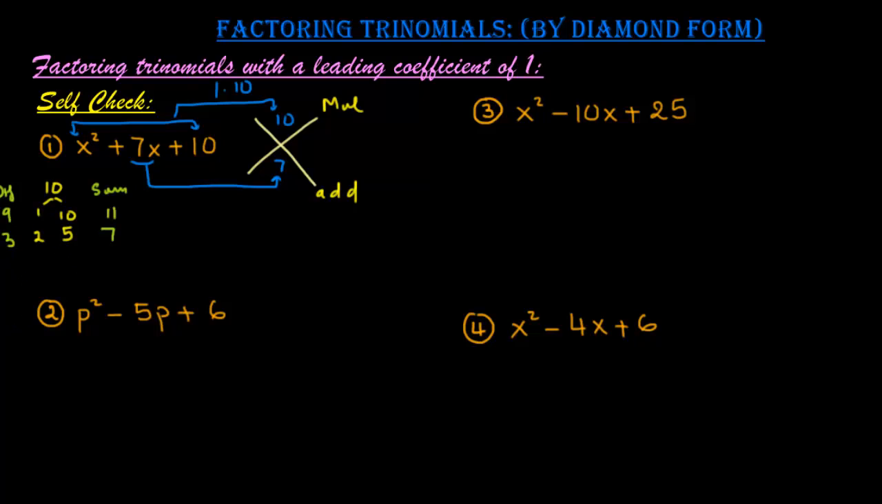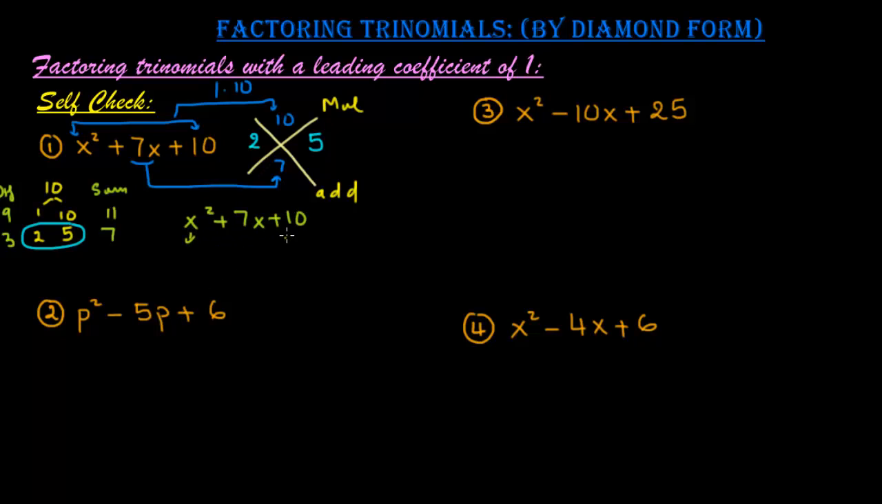So we see that 2 and 5 is the one that gives me 7. So I fill in here 2 and 5. So 2 plus 5 gives me 7, and 2 times 5 gives me 10. So my next step is to rewrite the problem: x squared plus 7x plus 10.